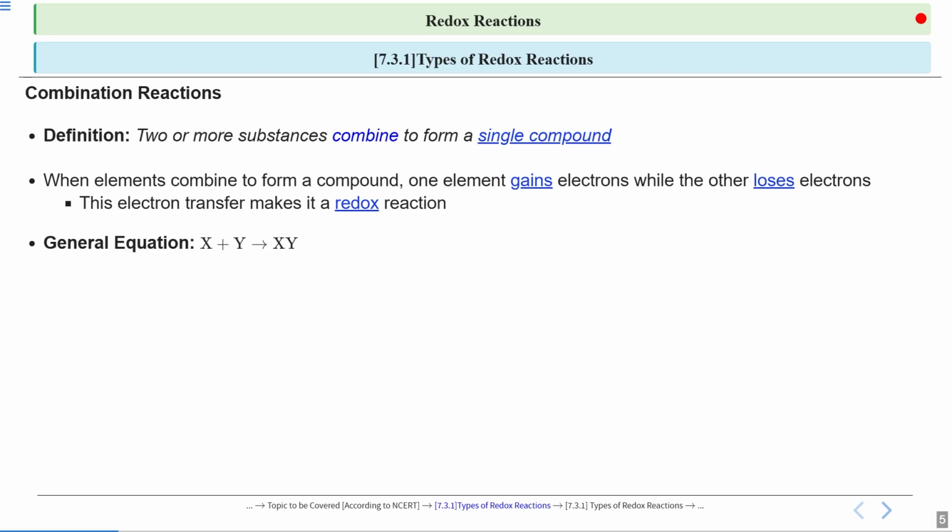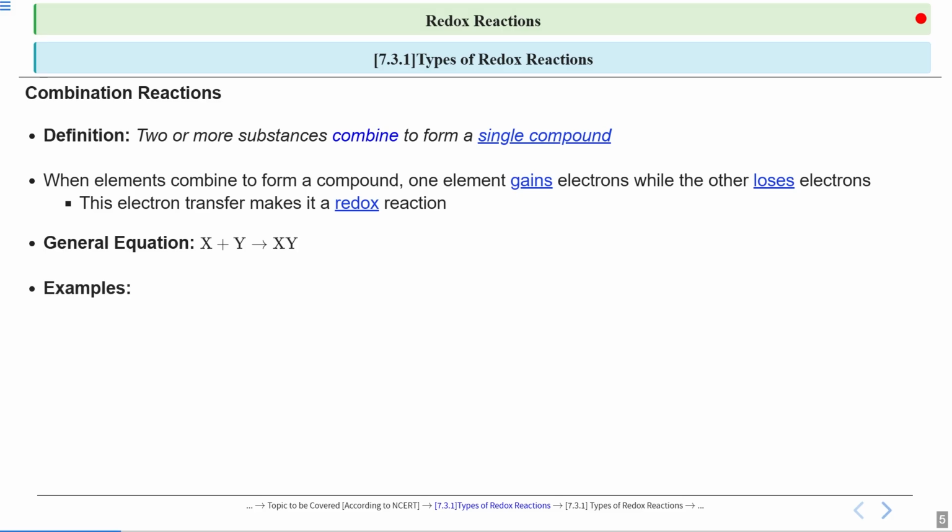If we take a general denotation for a combination reaction, it would be X plus Y giving XY, in which X and Y both must be in the elemental form for such a reaction to be a redox reaction. This is a very important point: these must be in the elemental form, and only then can the combination reaction be considered a redox reaction.